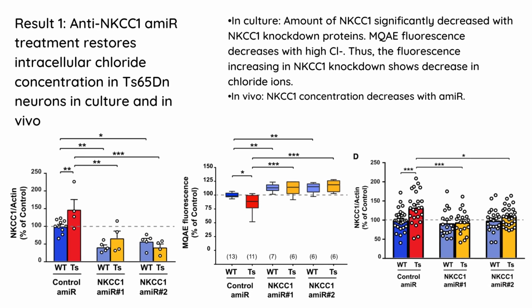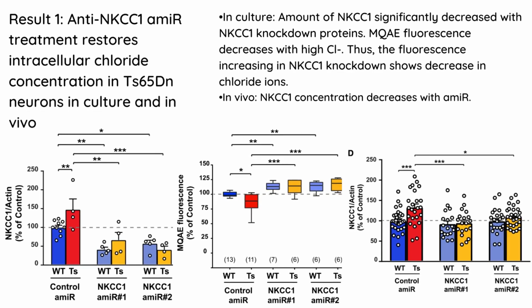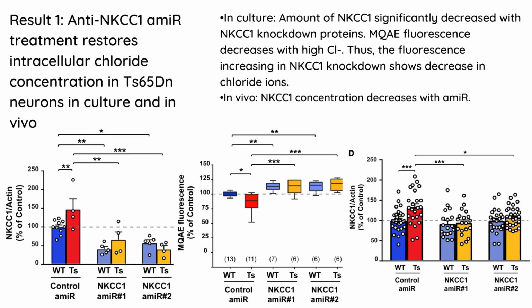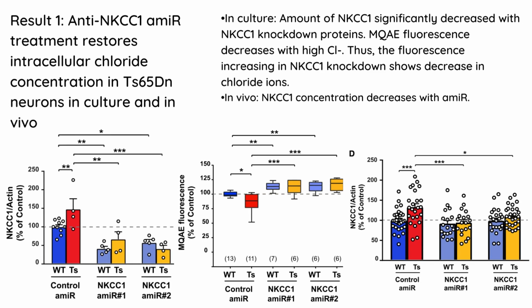So the first result is that anti-NKCC1 AMI treatment restores intracellular chloride concentration in diseased neurons in culture and in vivo. So the first 2 graphs are experiment done in culture. We can see that in the control group, the diseased neuron have a much higher NKCC1 concentration compared to the wild type. However, after the treatment, both wild type and the diseased neuron all show significant decrease in concentration of NKCC1.